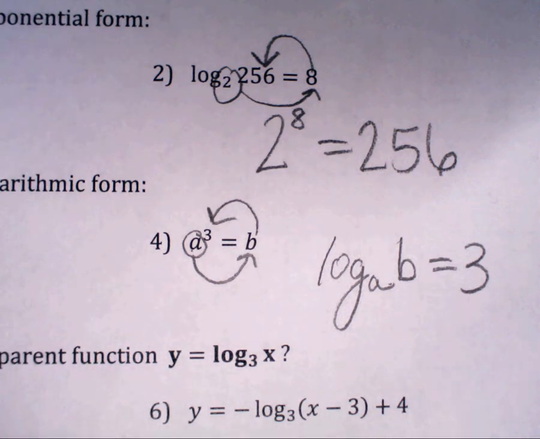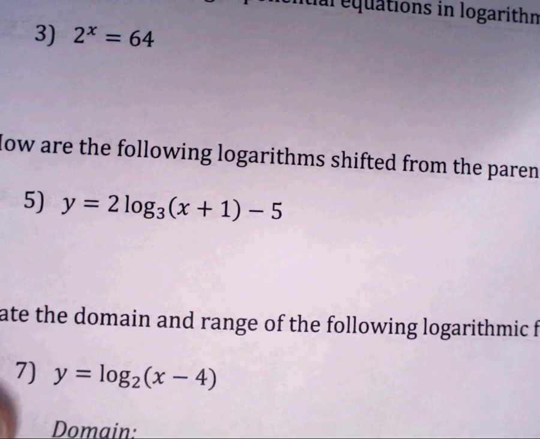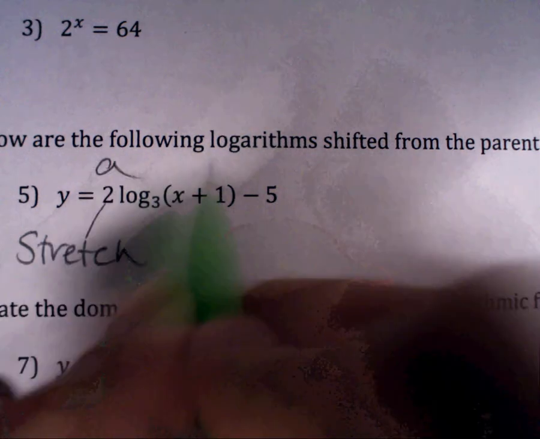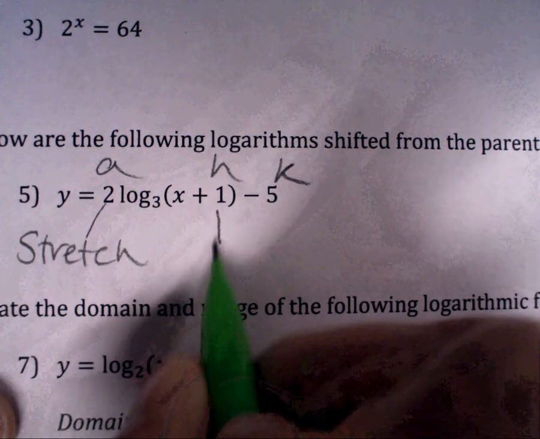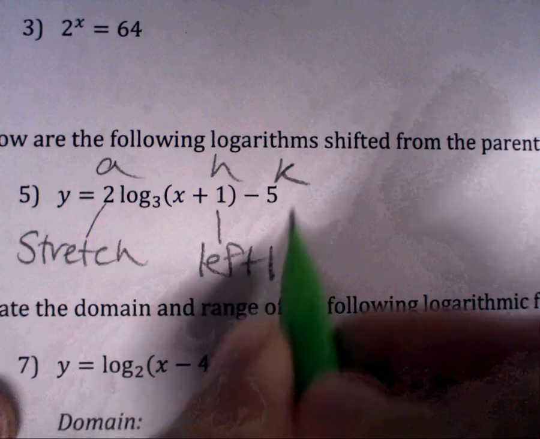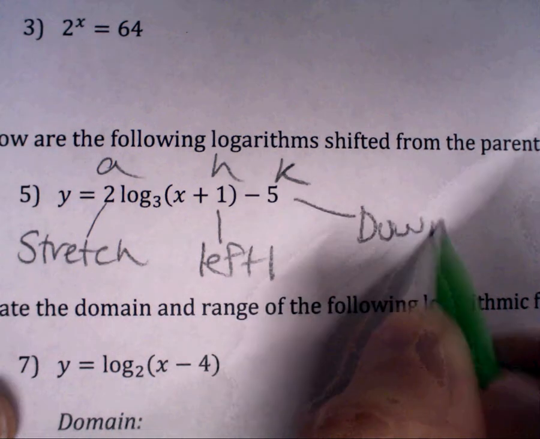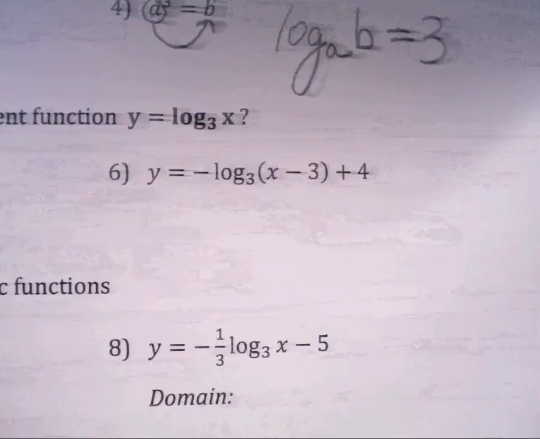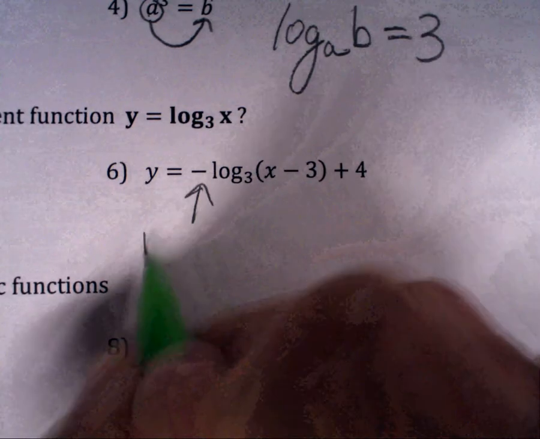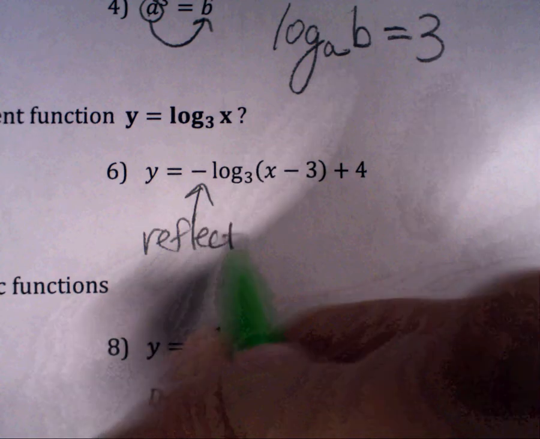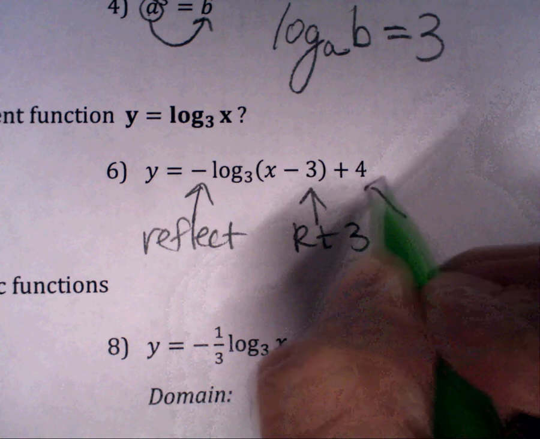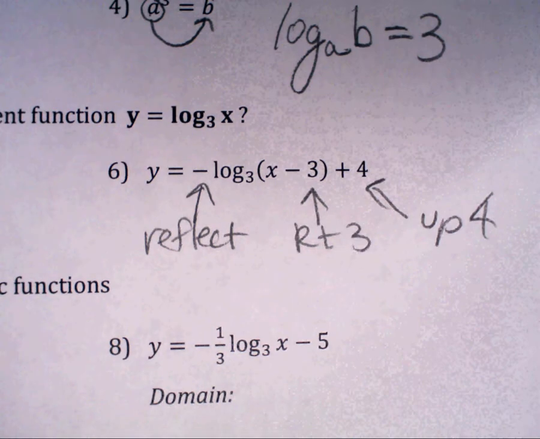So let's go to 5. Here we have a stretch. That's our A, H, K. We have a left 1, down 5. Moving on. This is a reflect. This is a right 3, up 4.